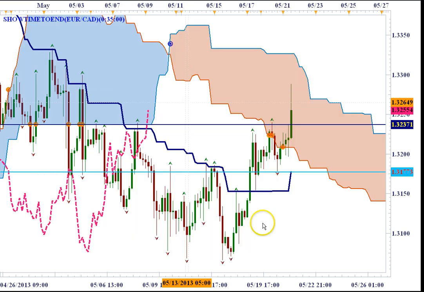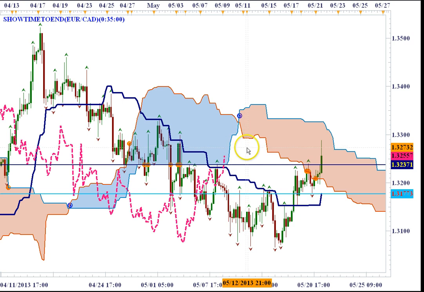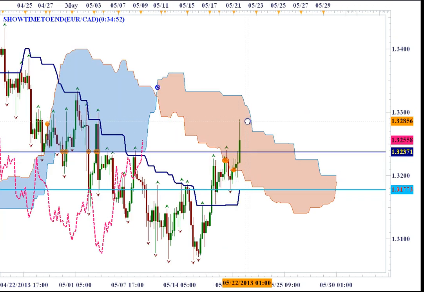Okay, so we're back to the settings that I'm using. Okay, so with the settings that I'm using, I'm not in a trade yet. So I'd have to wait. I'm still waiting for price to come out of this cloud.